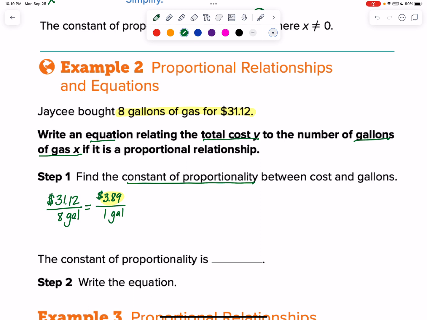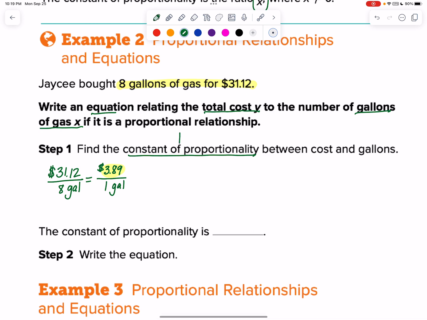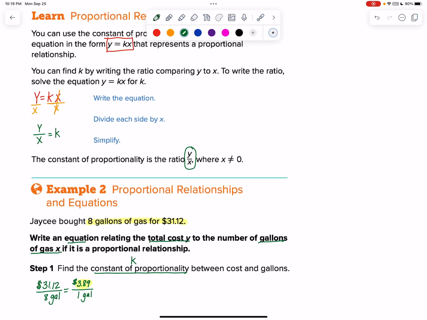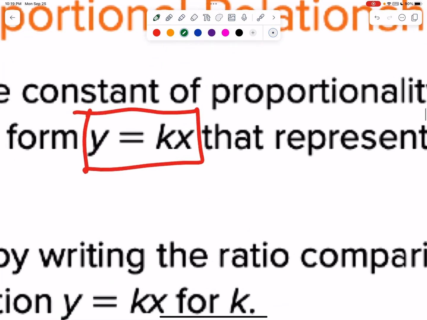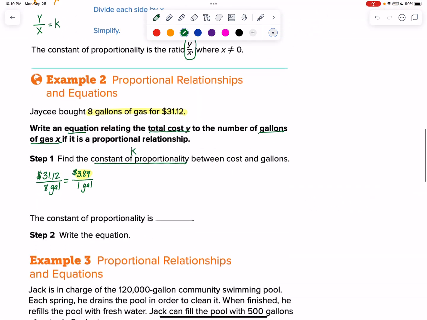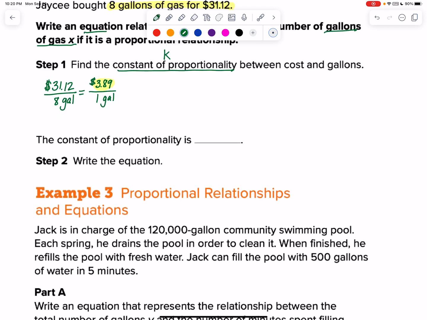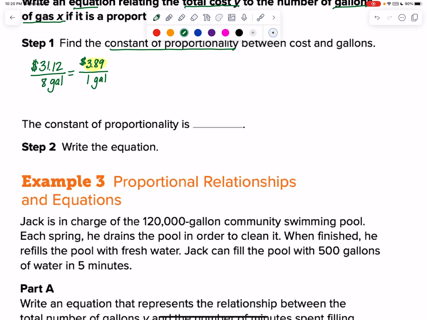Okay, because remember the variable for these equations, the COP is going to be K. So we have y equals K times x. Okay, that's the equation for the graph. So the constant of proportionality is 3.89. Okay, write the equation. The equation is y equals K times x.